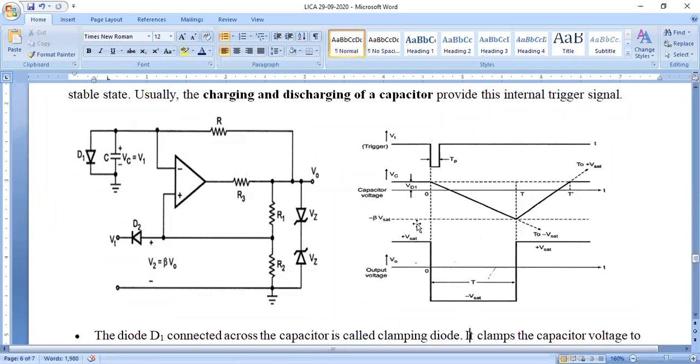That means whenever the capacitor starts discharging towards the lower threshold value, the magnitude of the output state changes from plus V saturation to minus V saturation. Whenever the capacitor changes its state from charging to discharging, the behavior of the output changes from plus V saturation to minus V saturation.